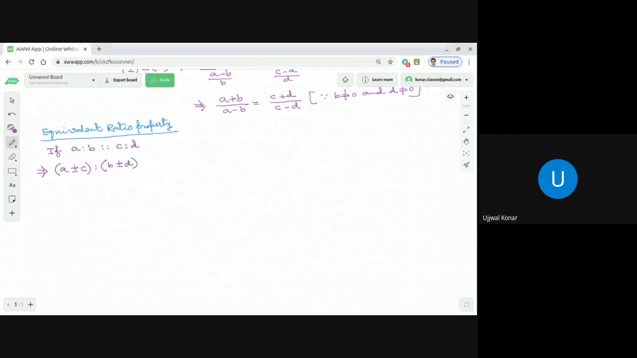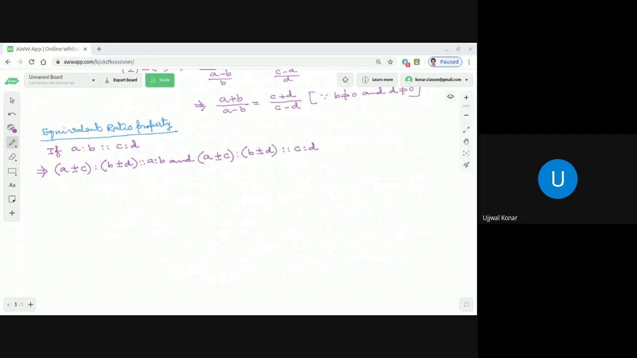is equal to A by B, and A plus minus C is to B plus minus D is equal to C is to D. So here I made a small mistake that I should write it correctly. So this is an important property.